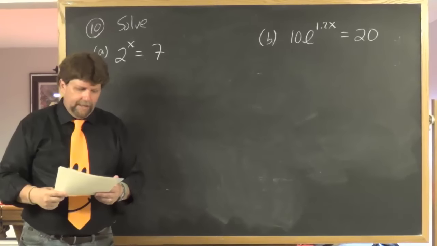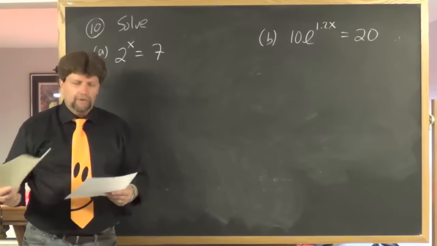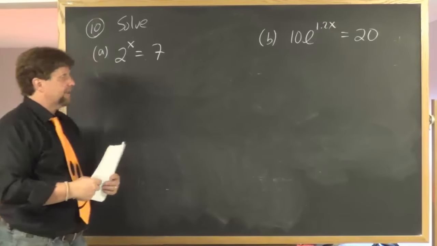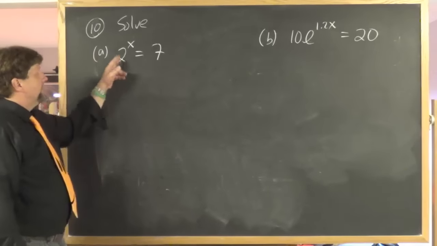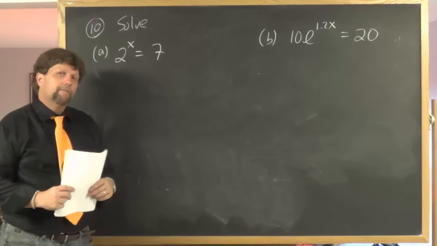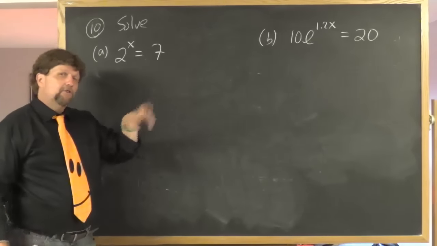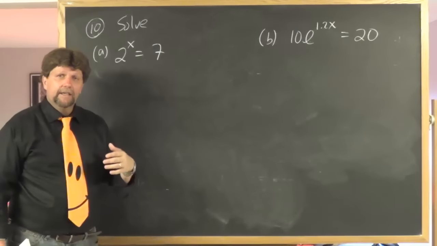Hey folks, here in number 10, I ask you to solve each exponential equation and then round your answers to 4 decimal places. So the first one, you have 2 to the x equals 7. I'm going to take the log of both sides of that equation. I can't rewrite 7 as 2 to some power very easily.